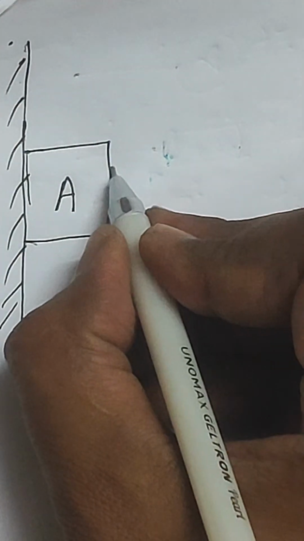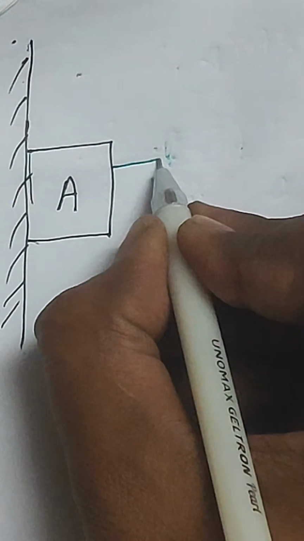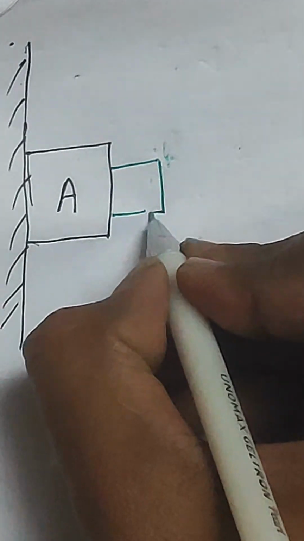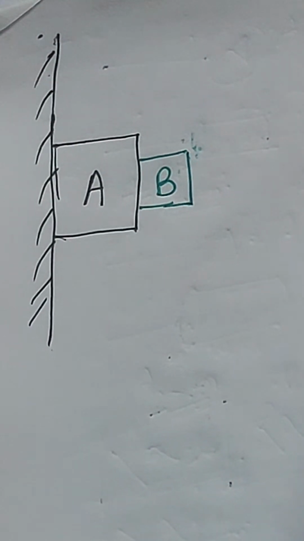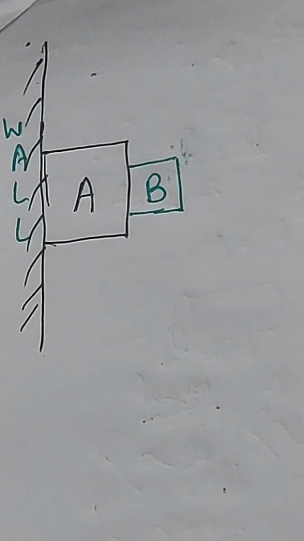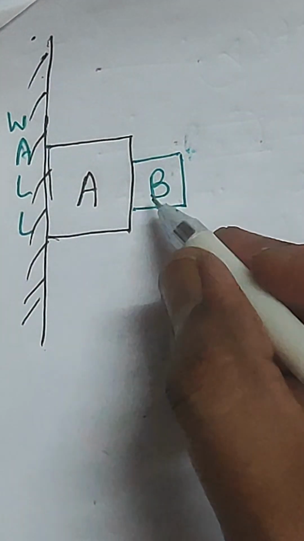And with this wall, two blocks are arranged like this: this is a block A, and with this another block B is aligned, right? If these two blocks are kept in contact with each other and the wall is like this, let me write it, this is the wall, right? Then in that case both of these blocks will not be here.